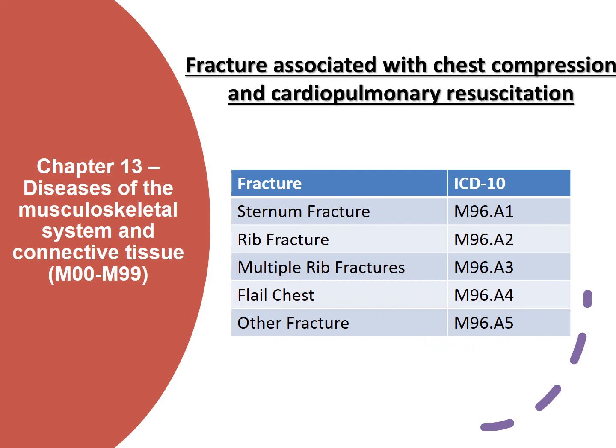What is a flail chest? It may occur when 2, 3 or more ribs are broken in at least 2 places and detached from the rib cage. It will create a significant disturbance in respiratory physiology and chest movements.